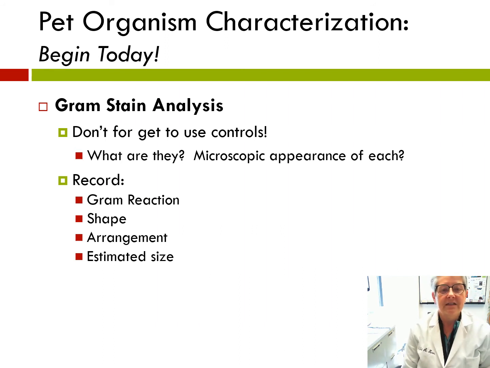The other thing you need to do is know the gram stain characteristics of your organism. I posted those photos on Moodle this weekend, so you can look that up for your organism. So what is the gram reaction? Is your pet gram positive or gram negative? What is the shape and the arrangement of your bacteria? And then estimated size. That will be difficult for you to do, so you can ignore the estimated size. But the gram reaction information would be recorded on page 33 in your course pack.